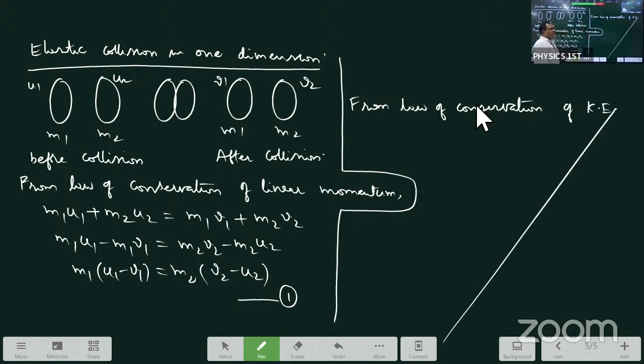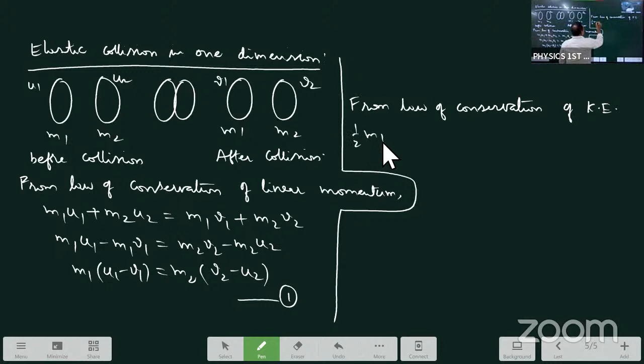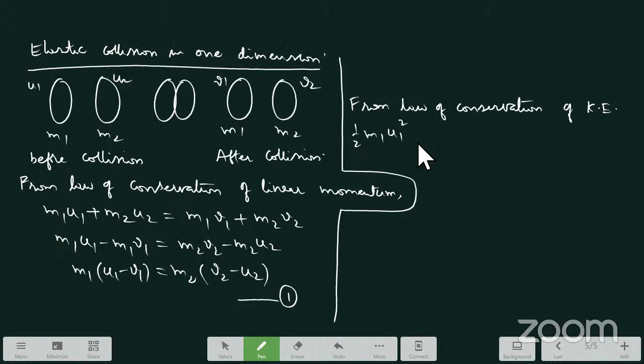It means before collision, the total kinetic energy is equal to the total kinetic energy after collision. That is, what is the first body's kinetic energy? Half m1 u1 square, plus the second body's kinetic energy, half m2 u2 square, is equal to the first body's kinetic energy after collision, half m1 v1 square, and the second body's, half m2 v2 square.